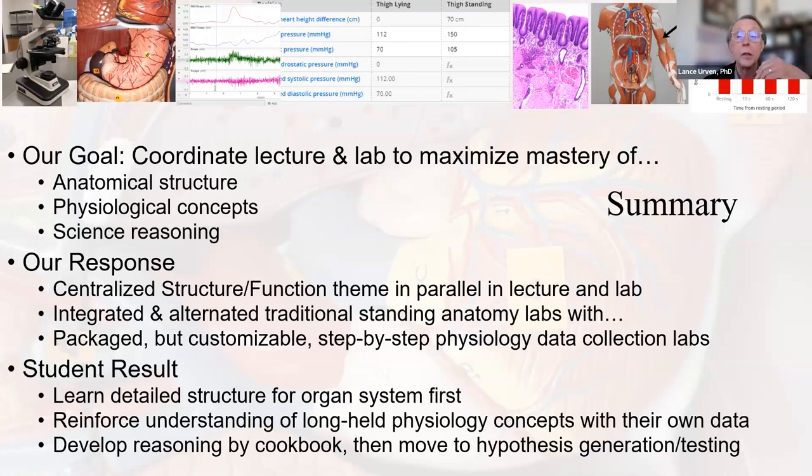And then finally, the approach in lab was to let them practice with the cookbook, expected kinds of answers, data collection, and then where the particular topic was amenable, allow them to go on to generate their own questions, their own hypotheses, and do their own tests.